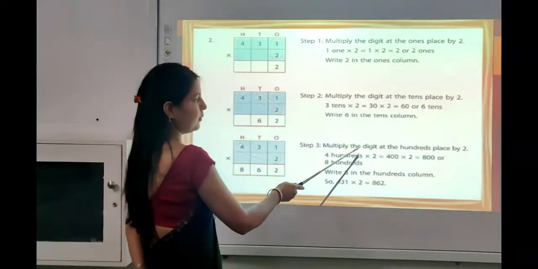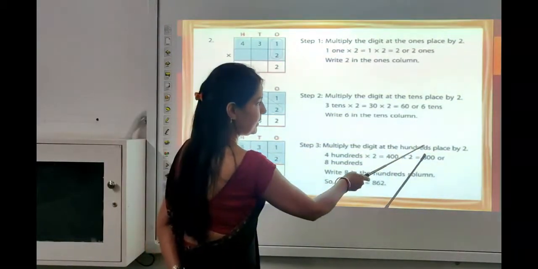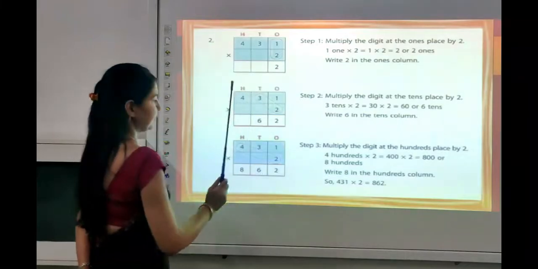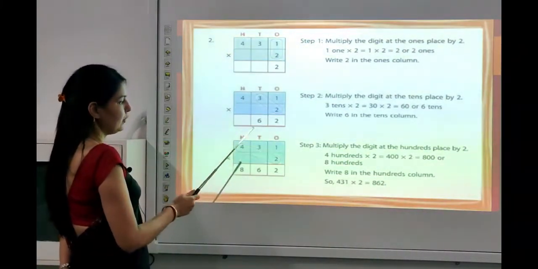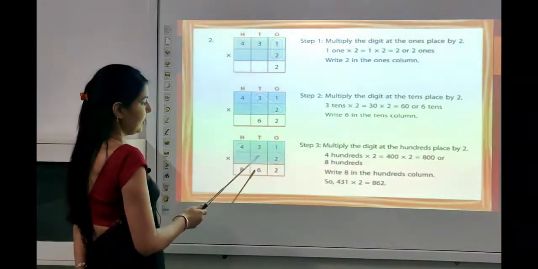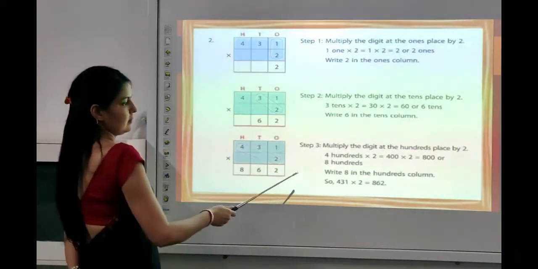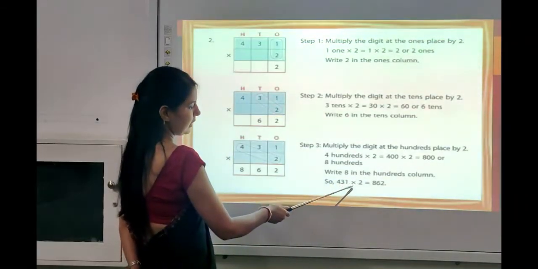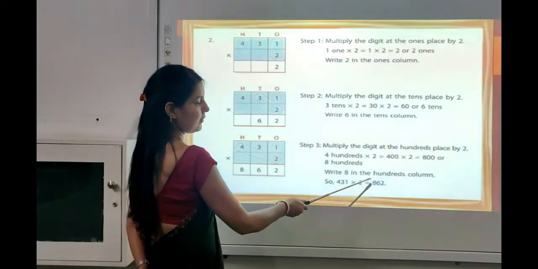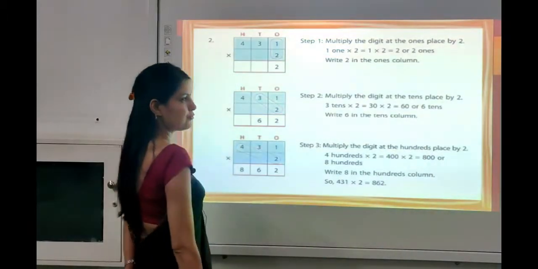Step 3. Multiply the digit at the hundreds place by 2. Here 4 is at hundreds place, so we are going to multiply 4 by 2. It will be 8. So 431 multiplied by 2 is equal to 862.